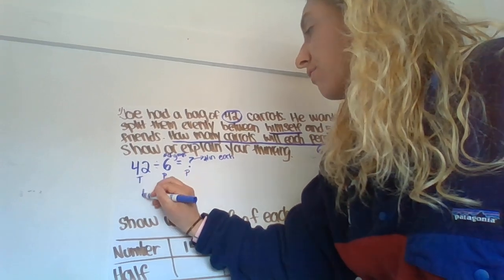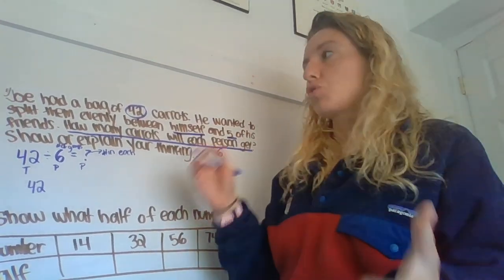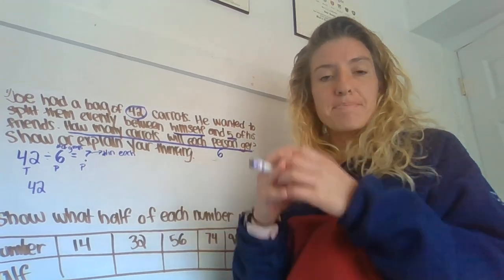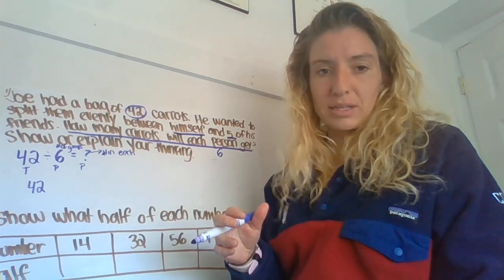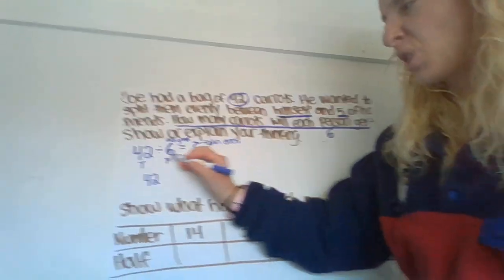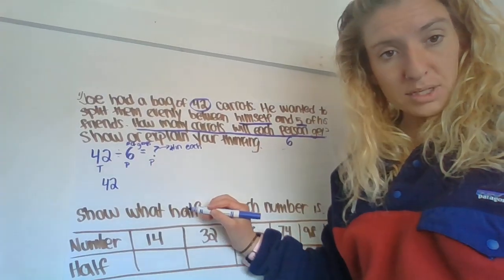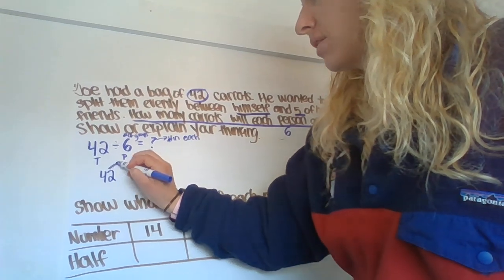Let's start with 42. One strategy I could use is to draw 42 carrots and then make 6 equal groups. But that would take me a really long time and I'm kind of lazy. So instead, I'm going to start at 42 and count backwards by 6s until I get to 0.